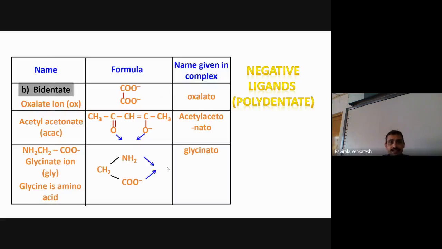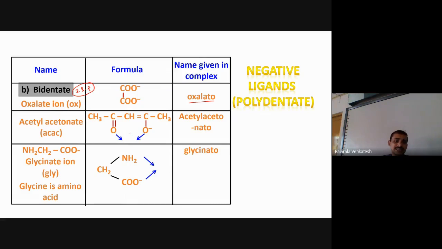Next, polydentate. In polydentate, first of all, we'll see bidentate. Bidentate means it can donate two lone pairs of electrons. First example, oxalate ion. We have already come across this one in the negative ligands. The name we are giving here is oxalate.